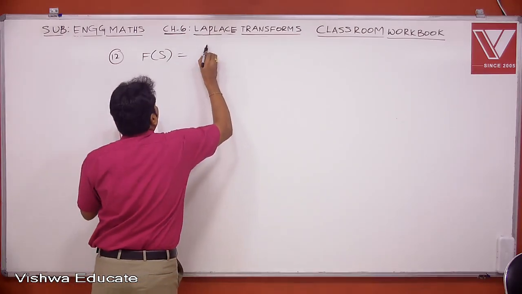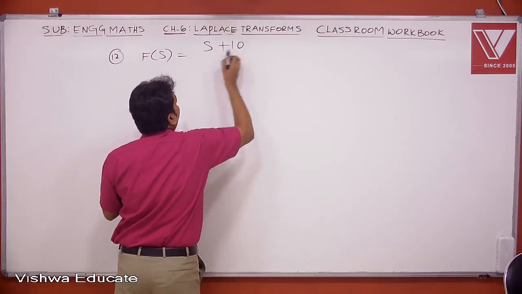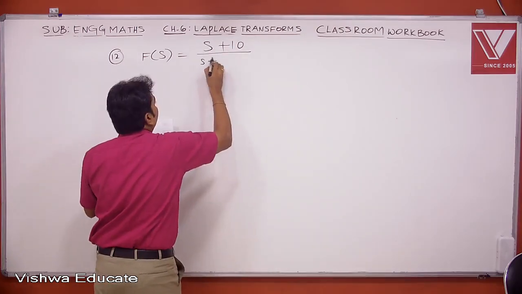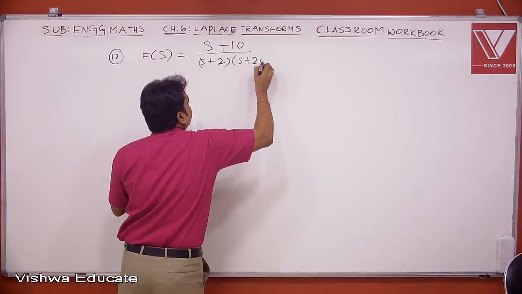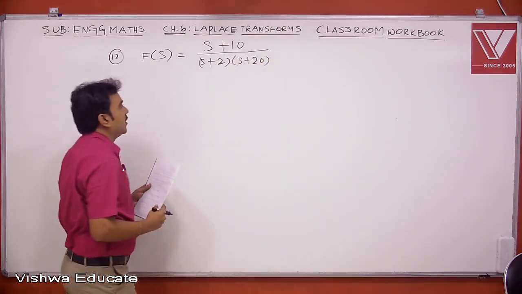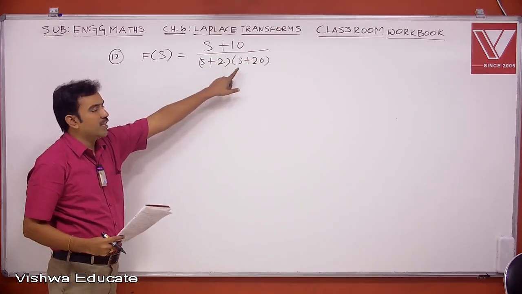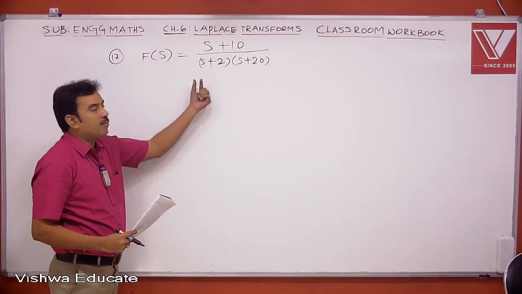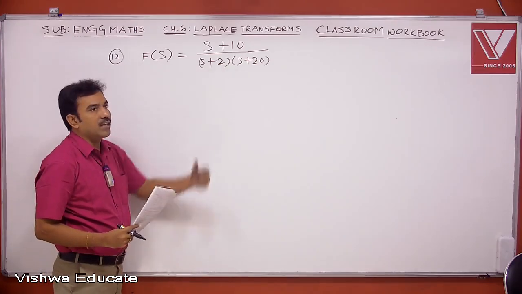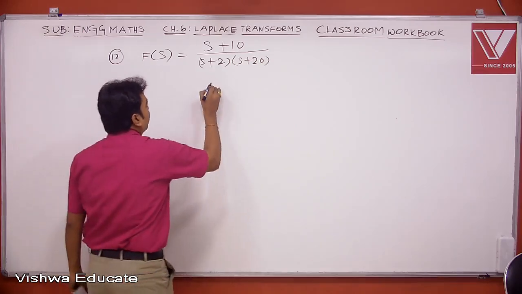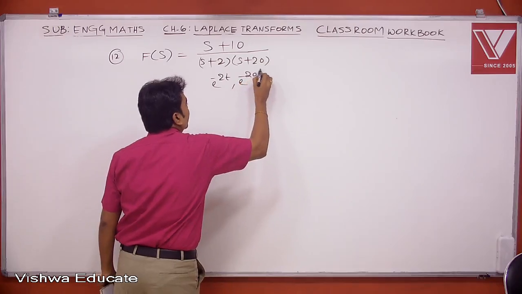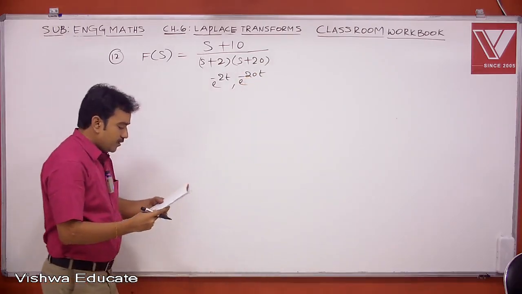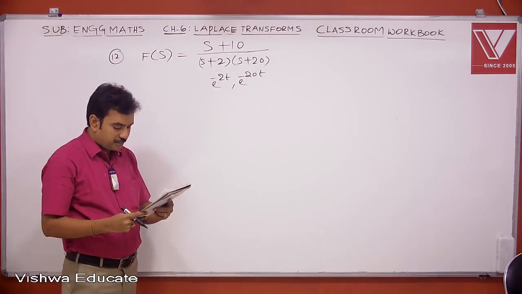F of s is (s plus 10) divided by (s plus 2) into (s plus 20). Here the denominator contains s plus 2 and s plus 20 terms. So definitely the answer will contain e power minus 2t and e power minus 20t terms. So let us go through the options.